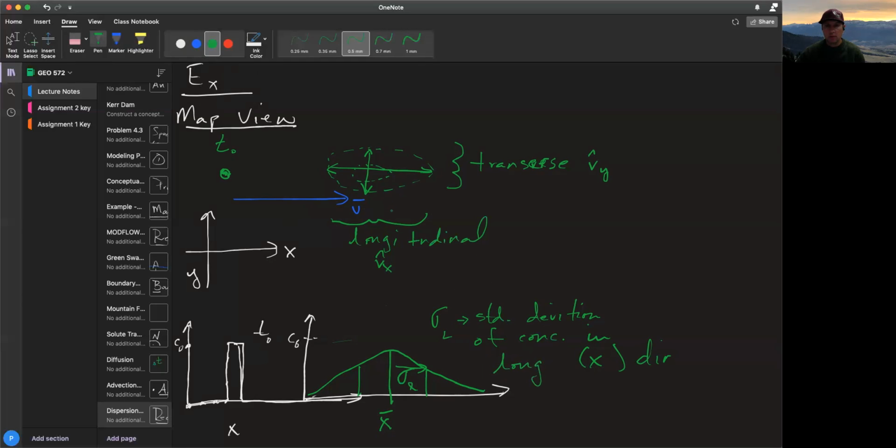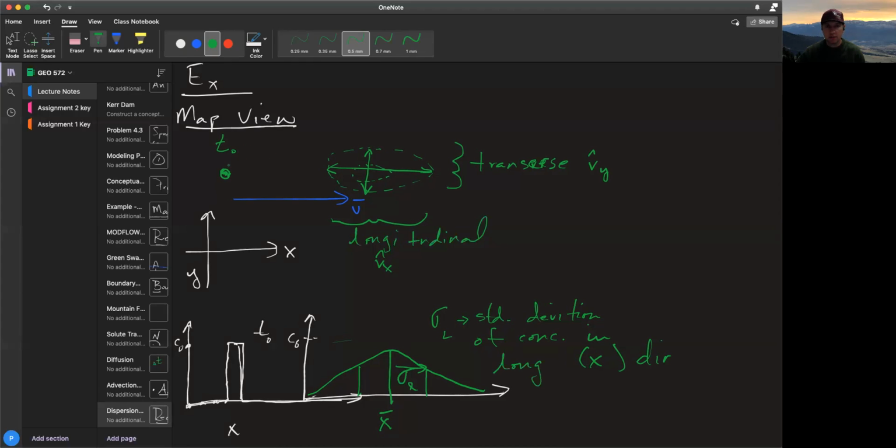All right, so it makes sense. If my velocity distribution is normally distributed, then the shape of my concentration curve will be normally distributed. And sigma L is the standard deviation of the concentration in the x direction, all right, of my point after it's been transported.